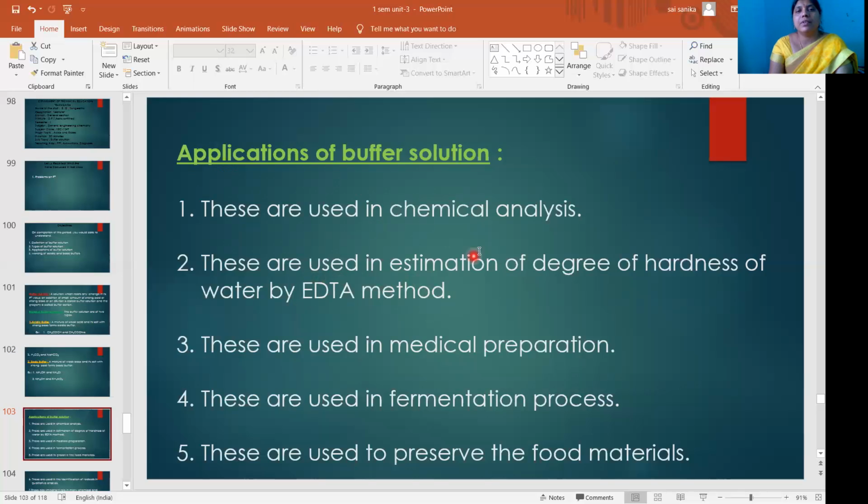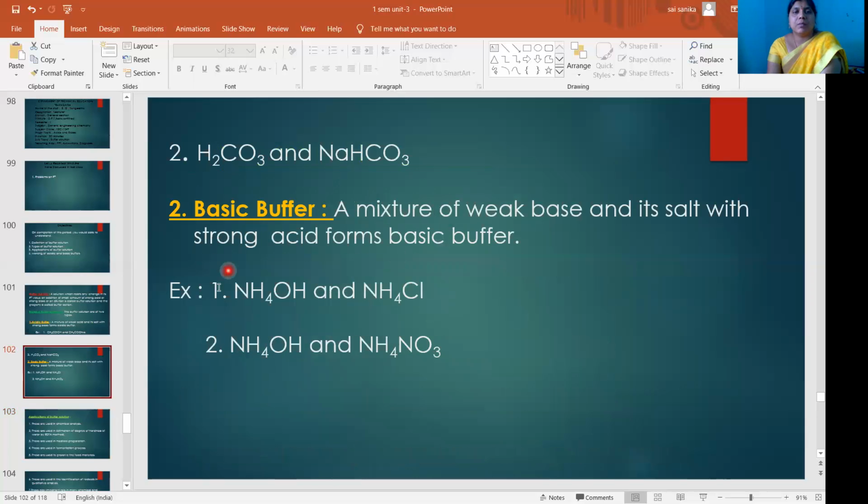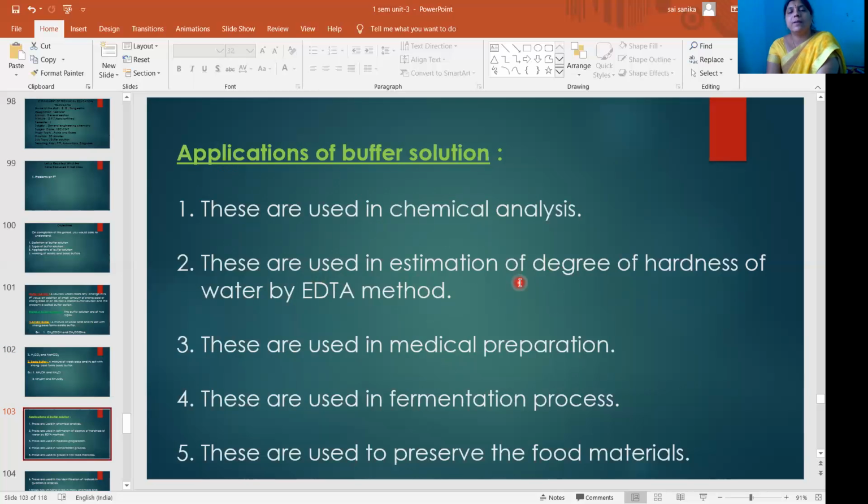In that method, we will use this buffer solution. Which buffer? The ammonia buffer, NH4OH and NH4Cl. This ammonia buffer is used to maintain pH around 10. So these buffer solutions are used in estimation of degree of hardness of water by the EDTA method.